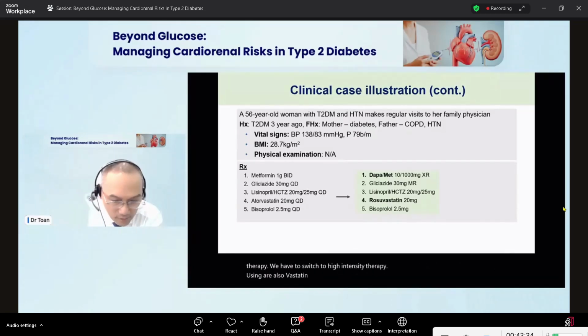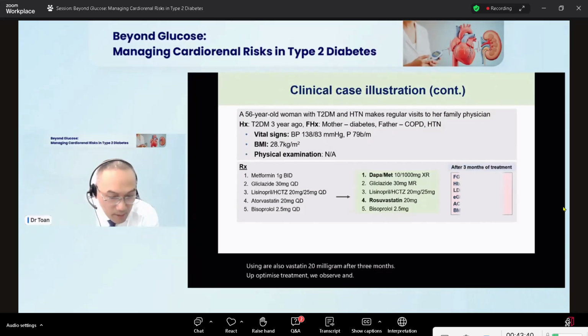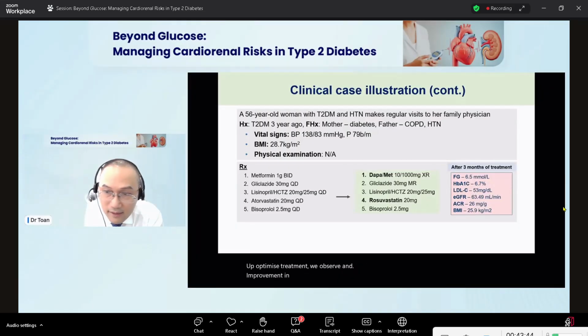After 3 months of optimized treatment, we observe an improvement in all parameters. Here we can see reduced albuminuria, reduced BMI, and hemoglobin A1C less than before, 7.1, and today 6.7%.